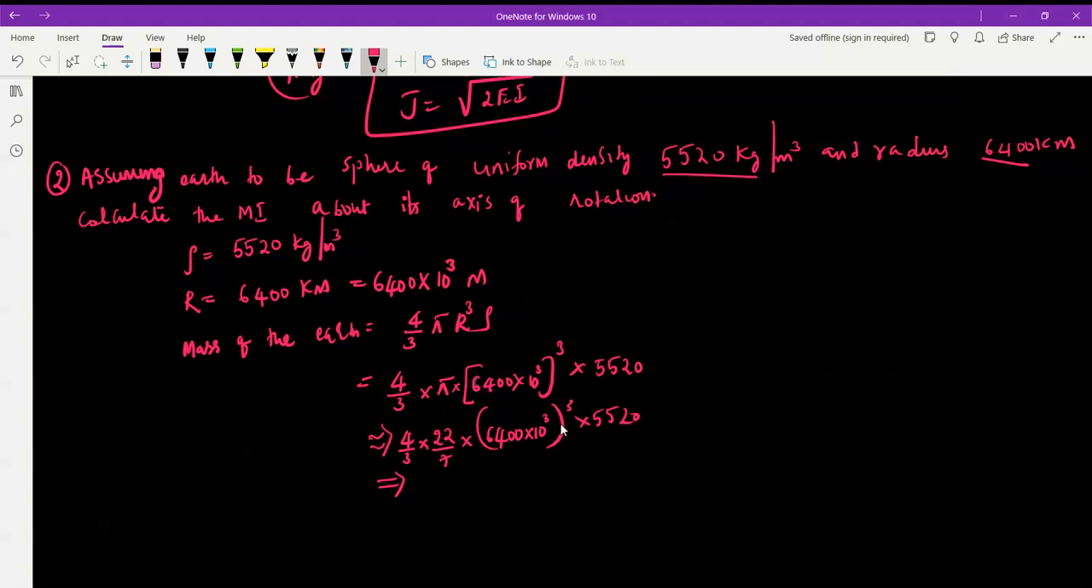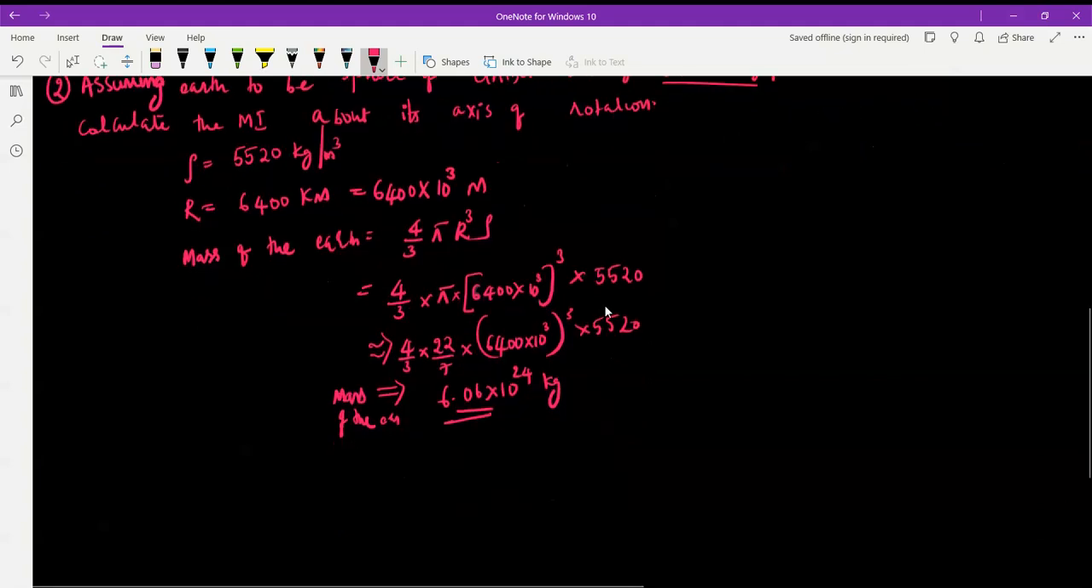What is the answer? So let me just calculate. So this leads to the mass of the earth is equal to 6.06 into 10 to the power of 24 kg. So if you just do this calculation, you will get 6.06 into 10 to the power of 24 kg.